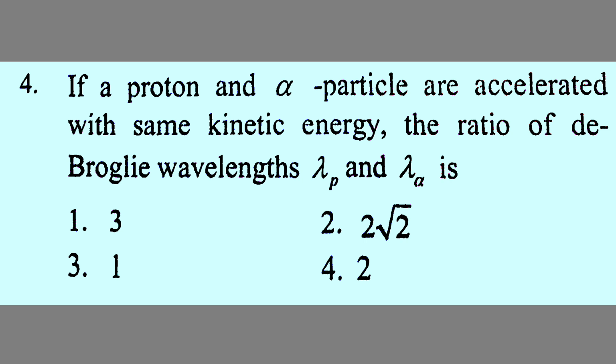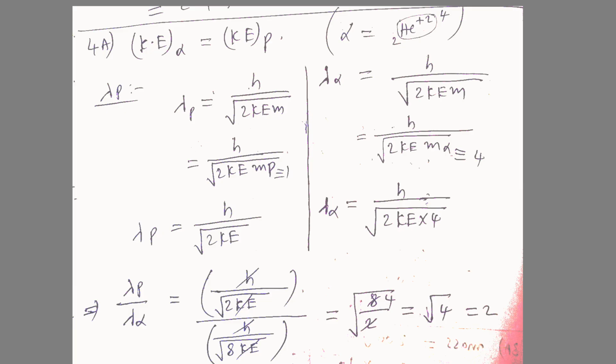Now the next problem is, if a proton and alpha particle are accelerated with the same kinetic energy, the ratio of De-Broglie wavelengths lambda p and lambda alpha is. Now let me do the answer. First let me write the values which are given in the question. Now all these values we have to substitute in this formula, then we get the answer.